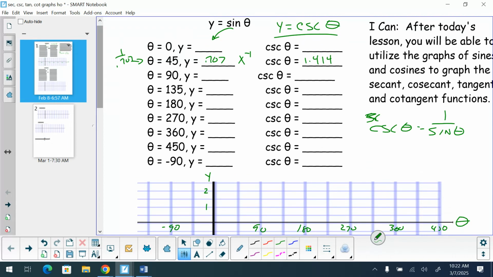What I want you to do is go through, take the sine of this value, then reciprocate it. And if you get an error, which you'll get in the first one, that's fine, just write an error here and put an empty set there. And we'll talk about it in a minute. Okay, so go ahead and find these values here. Find the sine of 90, then reciprocate. The sine of 135, then reciprocate. Sine of 180, reciprocate, and so on down the line.